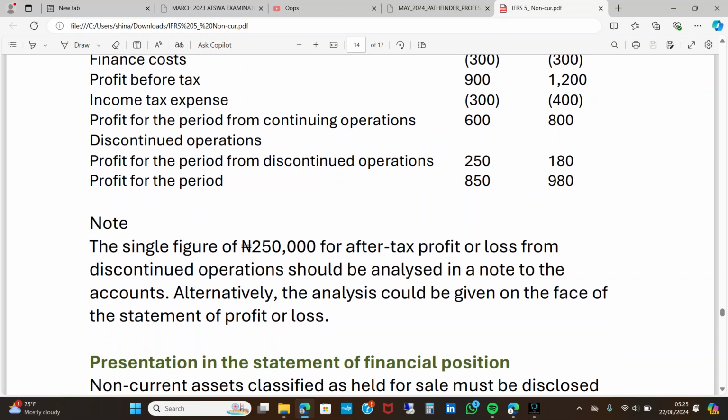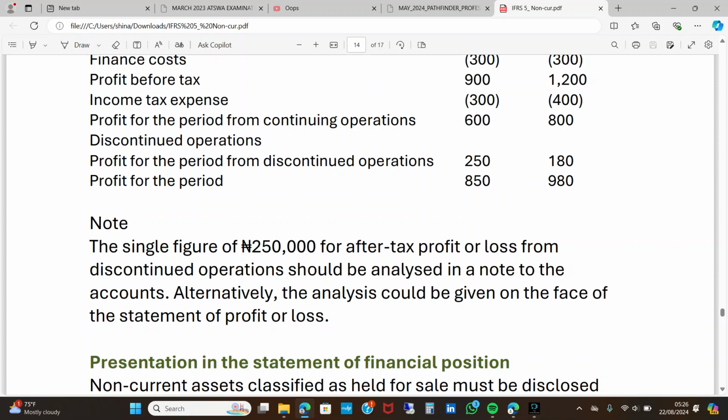Then you now have your discontinued operations. You see, we now show information about discontinued operations separately. You have profit for the period from discontinued operations, which is 250 and 180. So when you now add the two profits together, you get your what? 850. Previous year you had what? 980. So that's how you do it. You separate it into two. You first analyze the figures you are getting from your normal operations, which you have not discontinued, which is called what? Continuing operations. You now also do the one for discontinued operations. So you must show each of them separately.